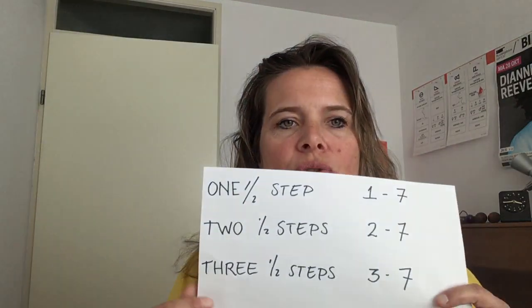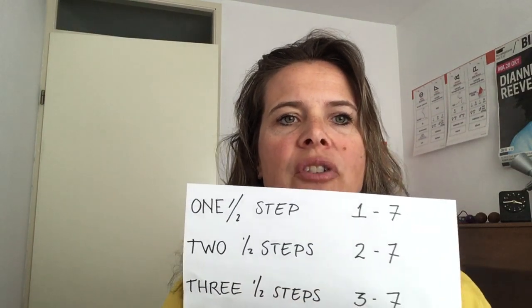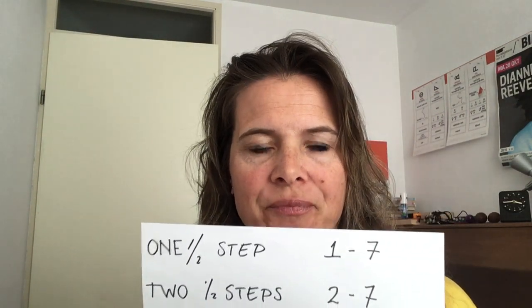You could then use 2 half steps between the 2 and the 7, or the 9 and the 7. So if this is the root, then this is a 9. Da da da. Now I have 2 half steps. Da da da da da.